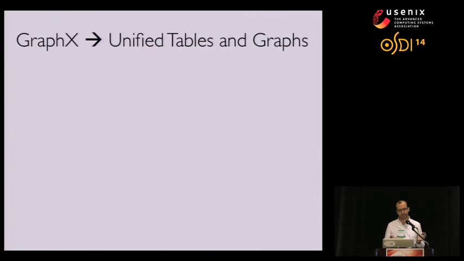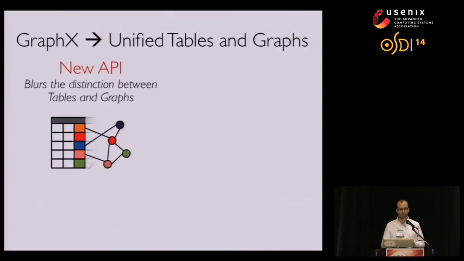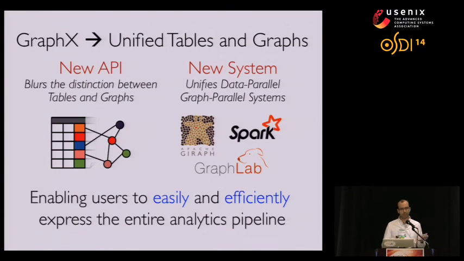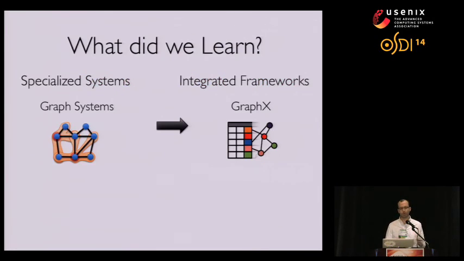And so in summary, GraphX unified tables and graphs. It presented an API that blurs the distinction between table and graph computation, a system that leverages advances developed both in general purpose data parallel frameworks and specialized graph processing systems, enabling a user to easily and efficiently express the entire analytics pipeline. And so one more thing I want to say, what did we learn?